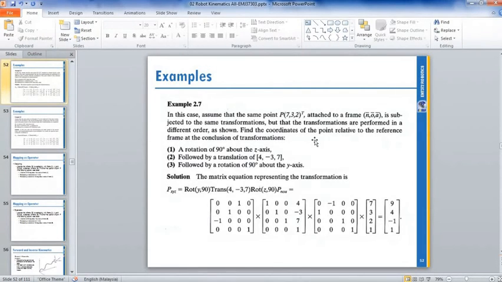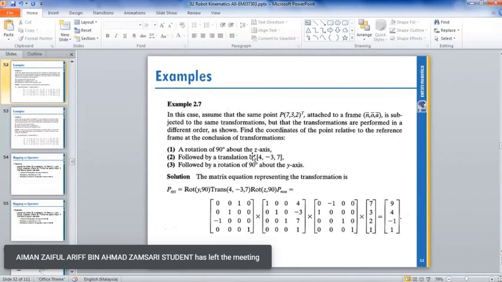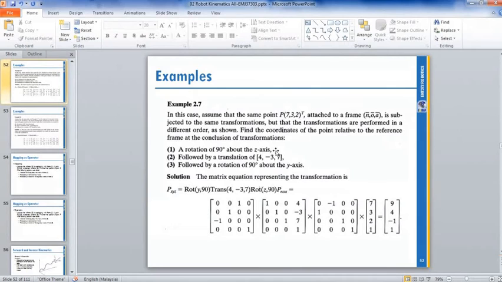Robotic arm. So he did not state here robotic arm, but you know that your gripper can move. If you have only a gripper, how is your gripper going to move? So you must have an arm, a robotic arm, and then followed by rotation 90 degree about the Y-axis.